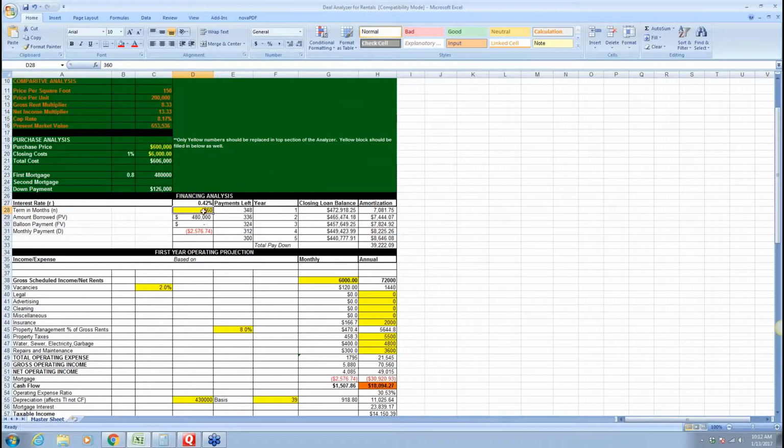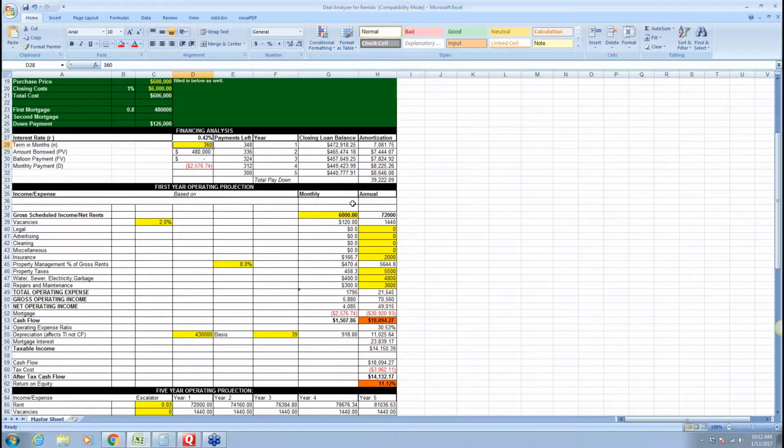A couple other numbers you can see here is the amount borrowed. This is going to be the actual amount of your mortgage or your note. And then right here in monthly payment, you can see what you expect to pay in terms of your principal and interest every month. So again, monthly payment. And as you look over here, there's a couple different numbers with closing loan balance. You can see from years 1 to 5 what that's going to look like, and again your amortization, total pay down over a period of time.